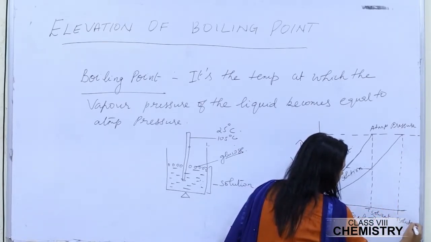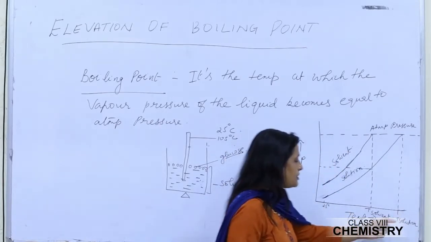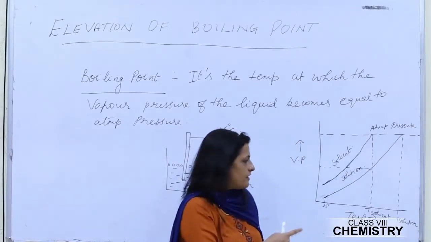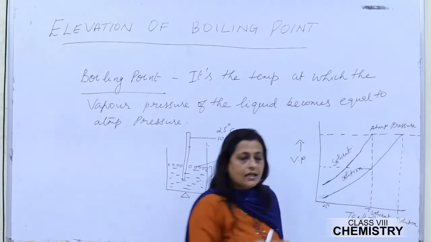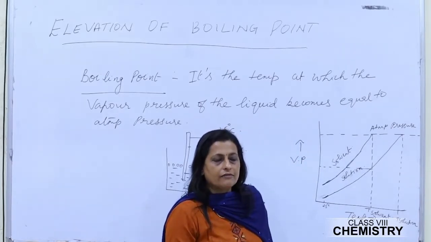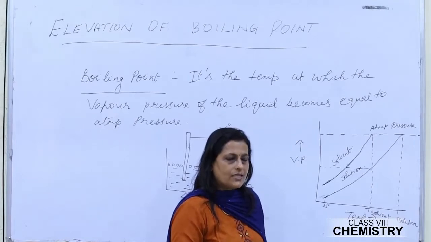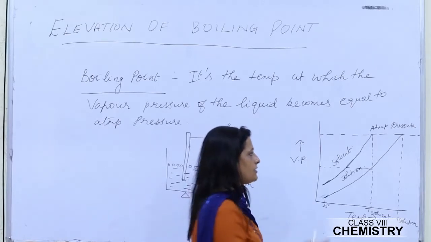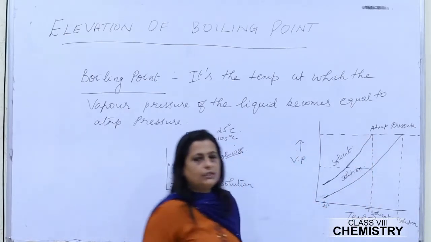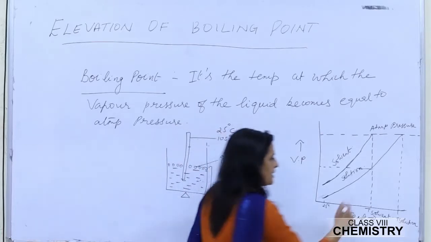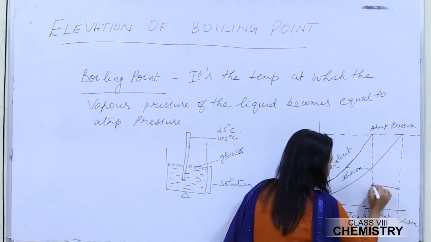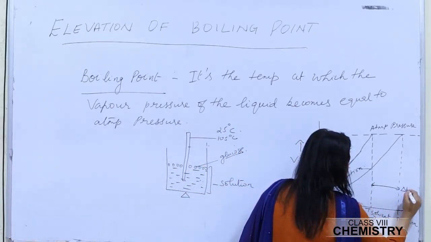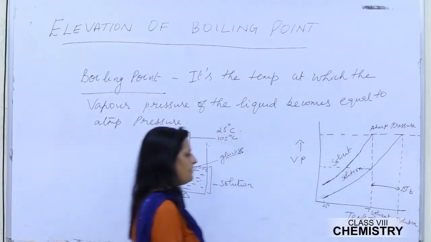So what do you observe? The boiling point of the solution is greater than the boiling point of the solvent. Why? When you are adding a non-volatile solute, the escaping tendency of the solvent is decreasing, due to which the vapor pressure is decreasing. Hence, we have to supply more heat so that its vapor pressure becomes equal to atmospheric pressure. So, this increase in boiling point is known as what? Elevation in boiling point, and it is represented as delta TB.